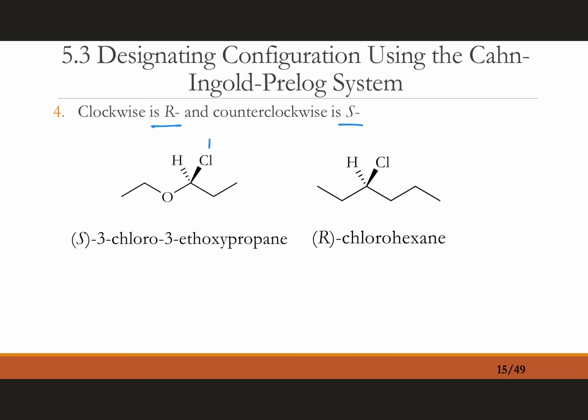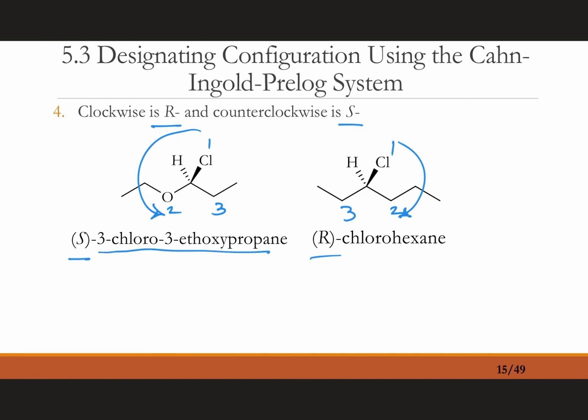So again, we had 1, 2, 3. This goes counterclockwise. So that's now officially going to be the S isomer. And the other one was 1, 2, 3. And so that was the clockwise one. And so that's officially the R isomer.